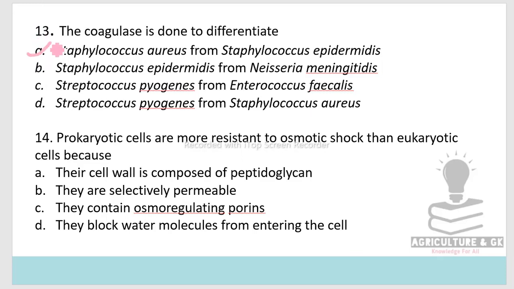It differentiates Staphylococcus aureus from Staphylococcus epidermidis. That is positive and that is negative. Gram stain positive, gram stain negative.